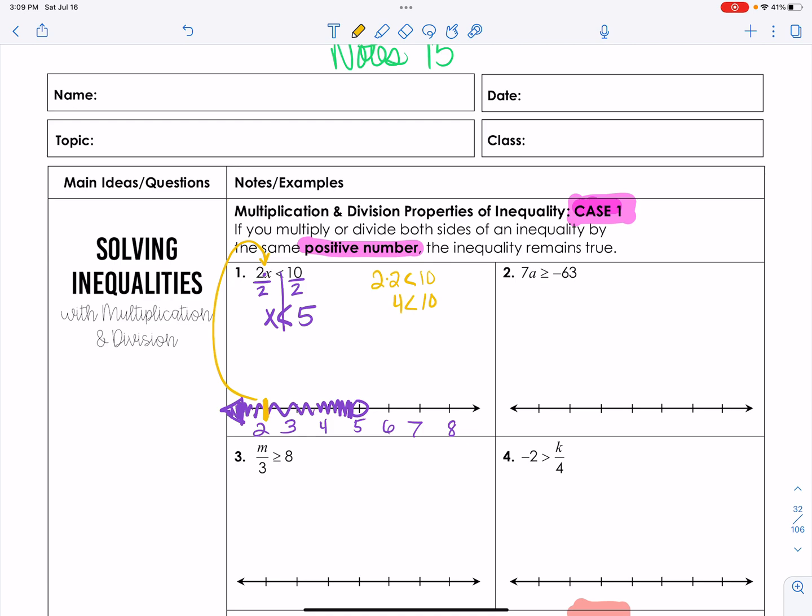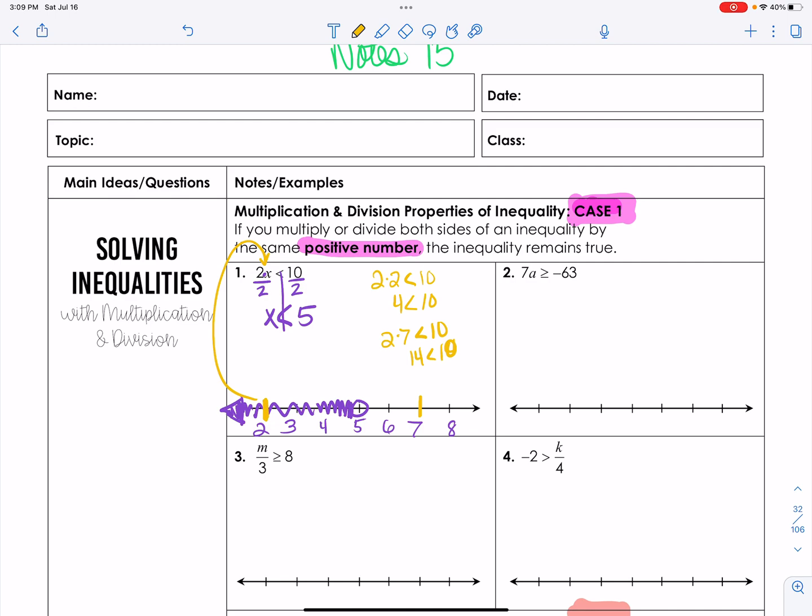Yep. I could plug in 3. 3 times 2 is 6. 6 is less than 10. Any of those things. If I plug in like 7, 2 times 7 is less than 10. No, 2 times 7 is 14. It is not less than 10. So the shaded region gives me all of the answers that work for my problem. Anything that would work. Okay?